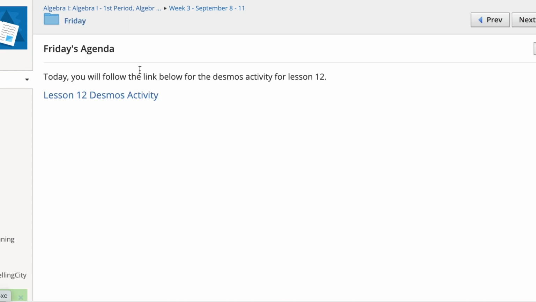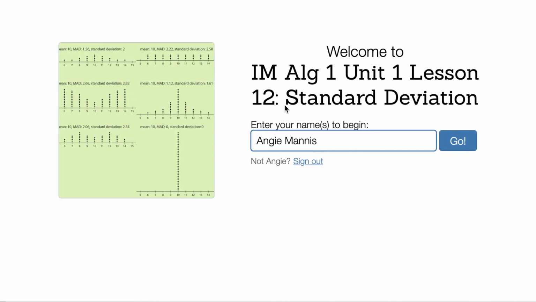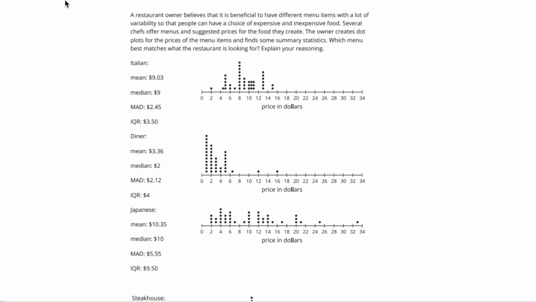And then today you will follow the link below for the Desmos activity for Lesson 12. It's very similar to Lesson 11's activity, but we're on the next lesson, so you will click that, and it's going to take us to the Desmos activity. It already has my name there. You would sign in with Google if it has you do that. If not, it may already have you signed in from yesterday.